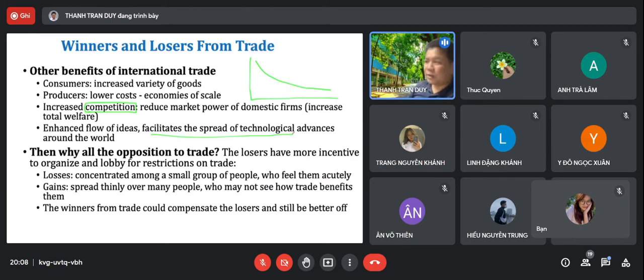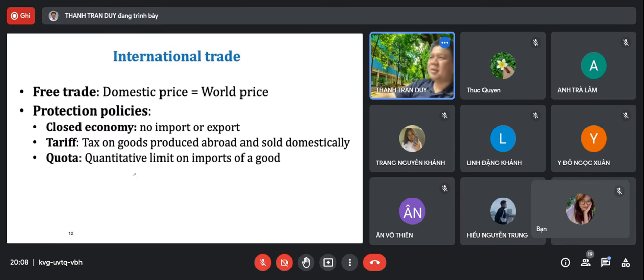However, some countries are against or oppose trade. It is because some people think that they lose something with international trade. All right, let's analyze. Because some people win and some people lose, the government says, okay, I cannot please everybody, but anyway, I have to help someone. So they have a policy they call protectionism.